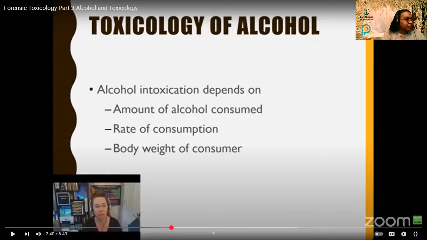Good morning, Kenzie. We're taking notes. We're watching this video, Toxicology of Alcohol. We're writing down factors that affect alcohol consumption.